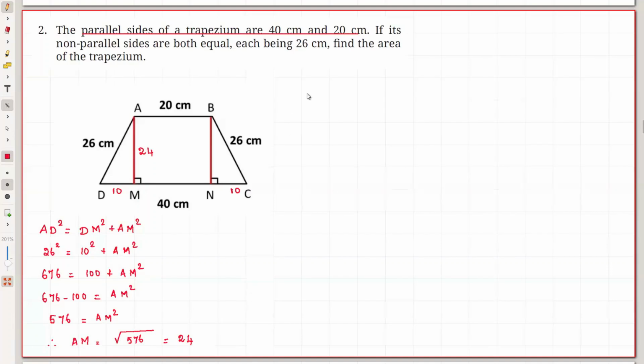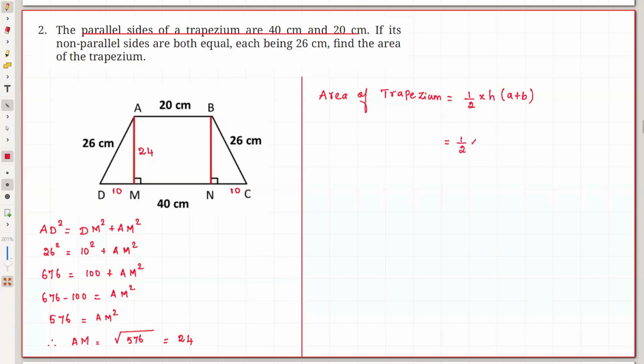Now we have to use the formula for the area of trapezium. Area of trapezium is equal to 1/2 into H into A plus B, where A and B are the parallel sides. So 1/2 into height, which we found out is 24, into the A value, which we can take as 40, plus the B value, 20. This is 40, this is 20.